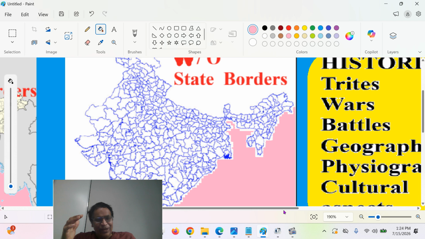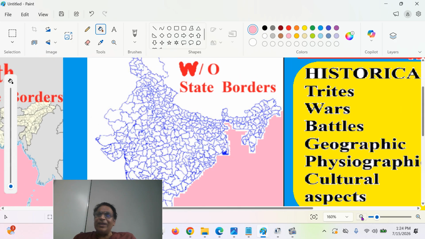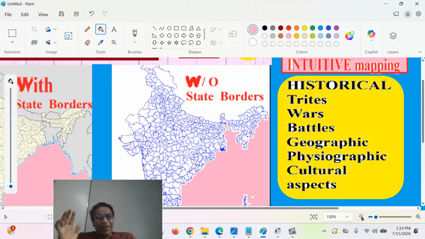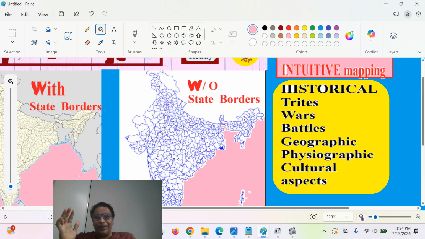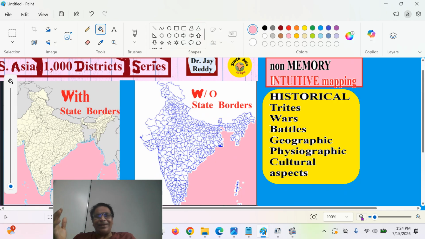It is organized and delivered in an immaculate style, in a manner never seen before. What is this about? It is an intuitive mapping, that means mapping not based upon your memory. Of course, you have to have certain memory of these areas and regions. It's an intuitive, creative way of mapping the districts.